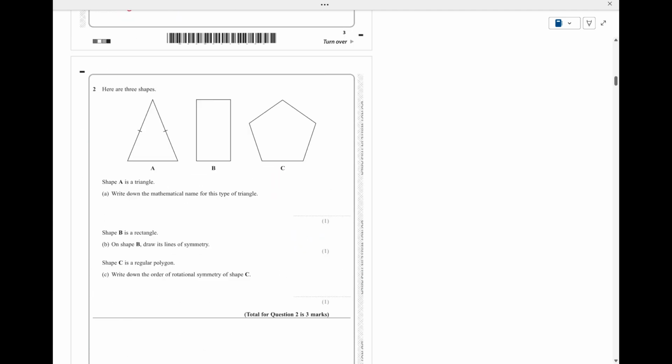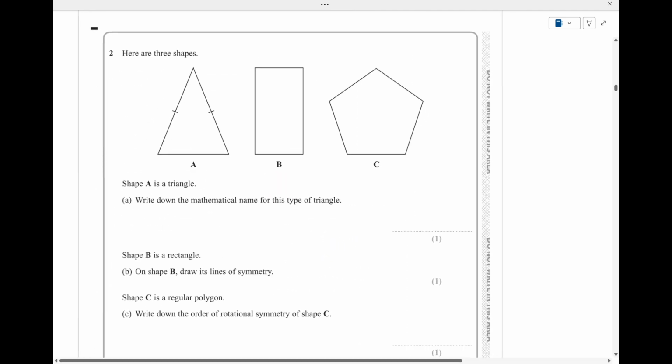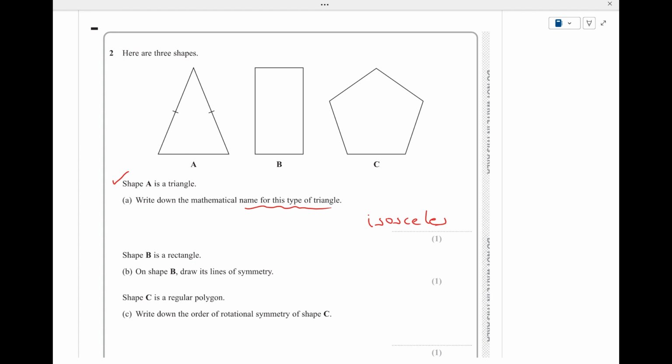Let's have a look at question 2. Here are 3 shapes. Shape A is a triangle. Write down the mathematical name for this type of triangle. Well, it's got 2 equal sides, so it's an isosceles. Shape B is a rectangle. On shape B, draw its lines of symmetry. So it's going to have a line of symmetry vertically there and a line of symmetry horizontally there. It is not going to have a diagonal line of symmetry. Do not be tempted to do that.